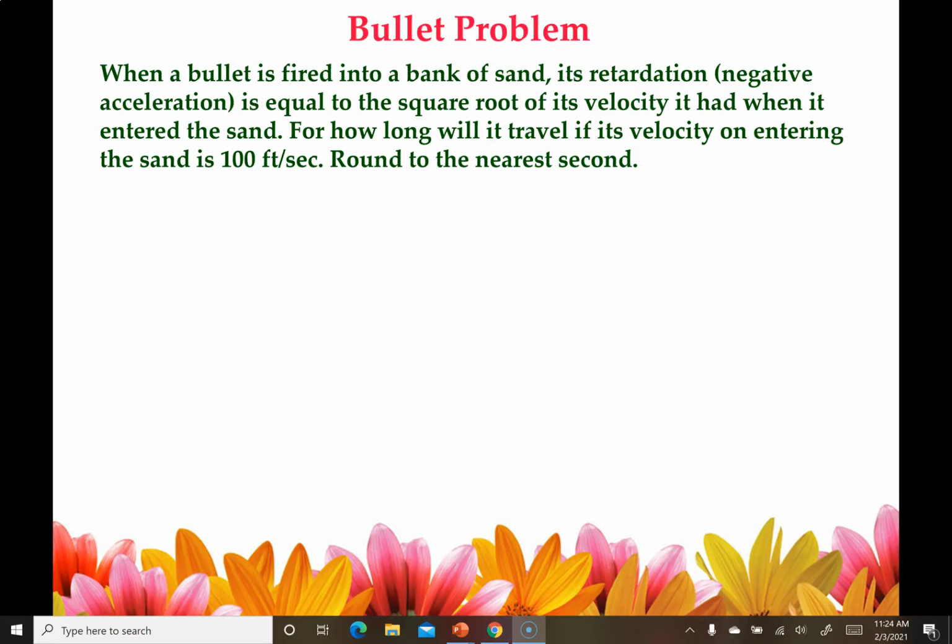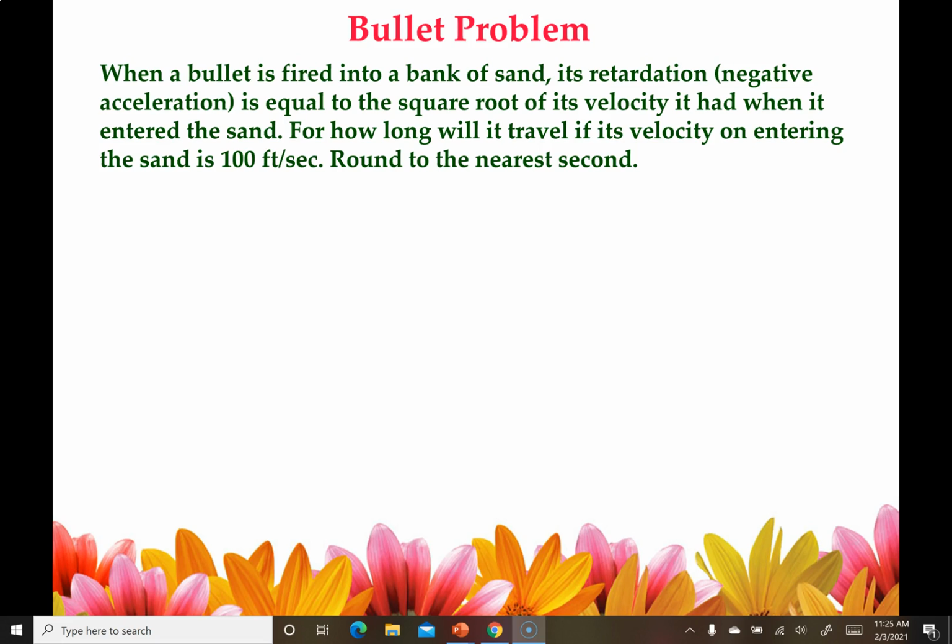Here's the bullet problem. It says when a bullet is fired into a bank of sand, its retardation, negative acceleration, is equal to the square root of its velocity that it had when it entered the sand. For how long will it travel if its velocity on entering the sand is 100 feet per second? Round to the nearest second.